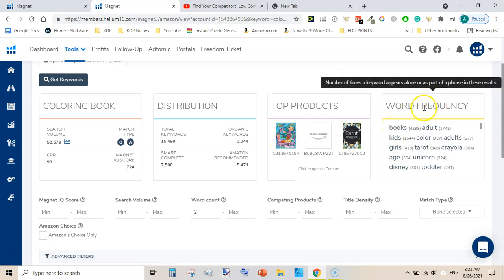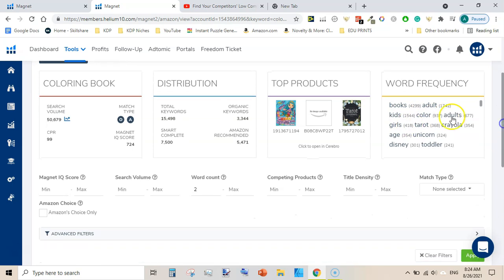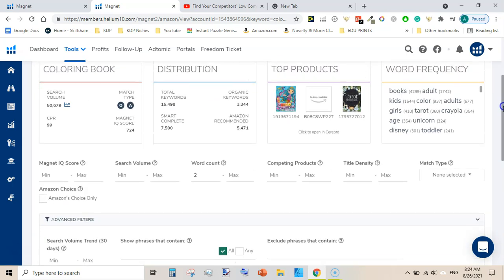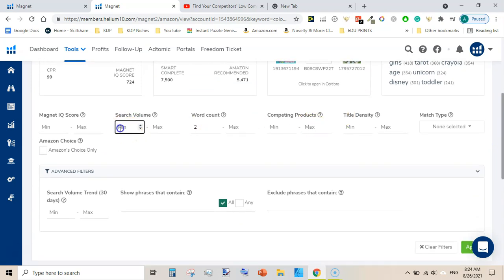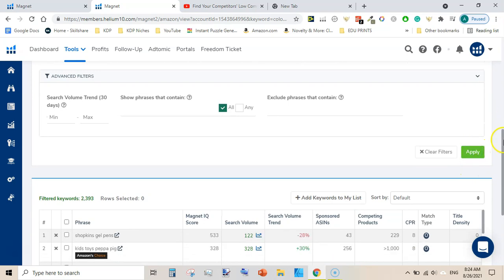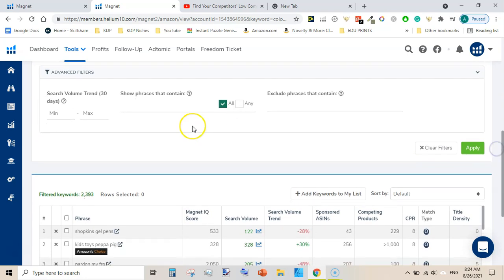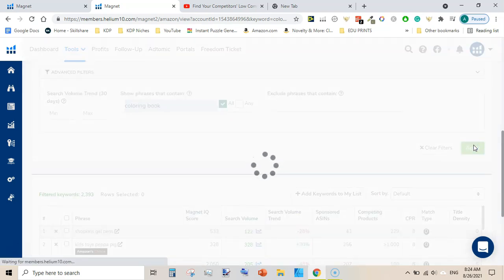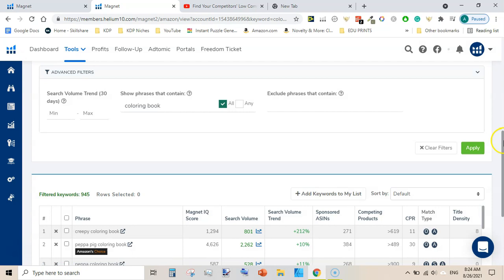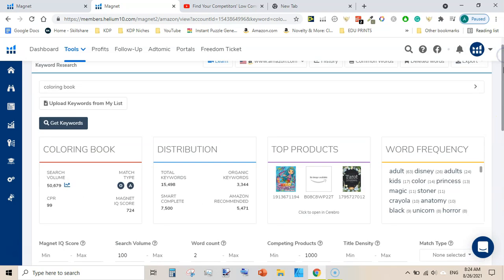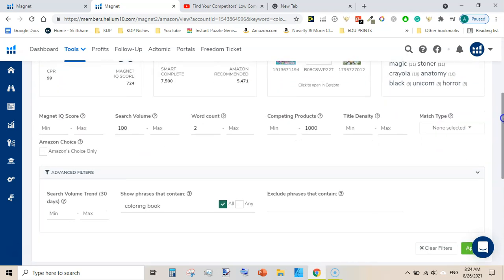These are the more frequently used keywords: adult, book, kids, color, adults. If we click on one of the keywords, it will apply the filter here. Before applying this filter, I would like to apply some more filters: search volume minimum 100, maximum competing products 1000, and then click on apply. So we have 2393 results. Do one more filter, coloring book, here again, and the results will be refined now. The keyword should also contain coloring book in it.